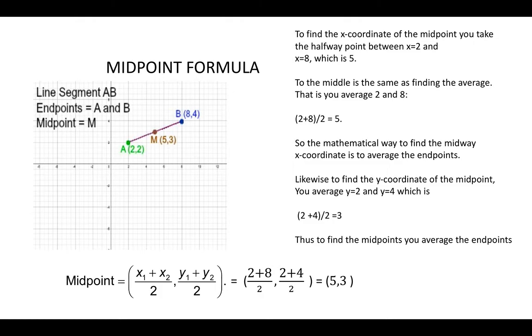So I'm going through the formula at the bottom. There's the formula. And you just add the x coordinates together. And then you add the y coordinates together. And you divide by 2. And again, if you get the order wrong, as long as you're adding the x coordinates, you're going to get the right answer. So the answer here is 5, 3. Okay. I'm going to go on to the next slide now.